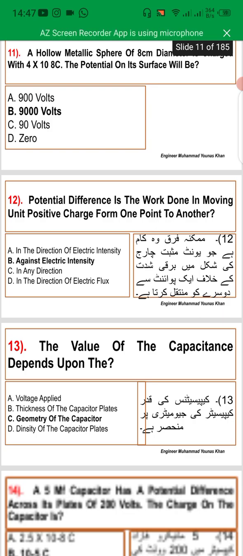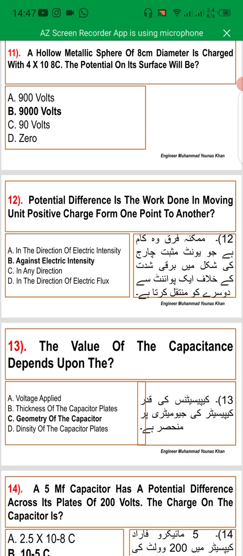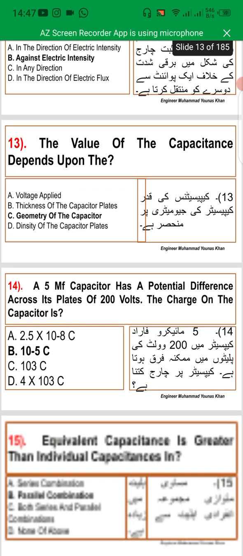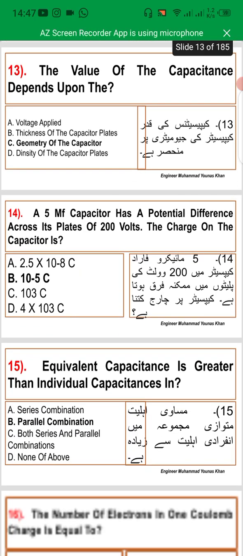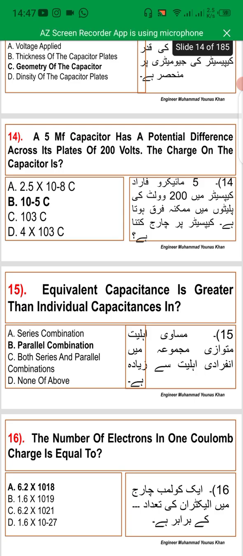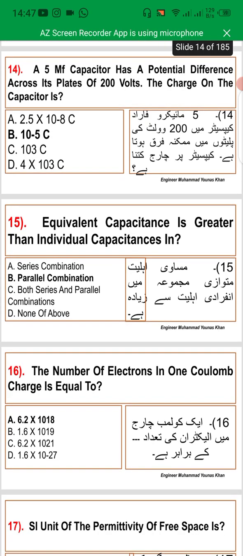Potential difference is the work done in moving a unit positive charge from one point to another against electric intensity. The value of the capacitance depends upon the geometry of the capacitor. A 5 microfarad capacitor has a potential difference across its plates of 200 volts. The charge on the capacitor is 10^-3 coulomb.